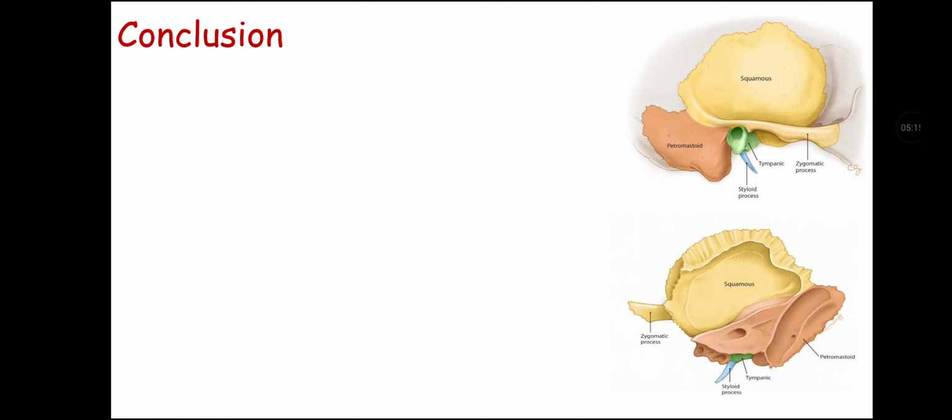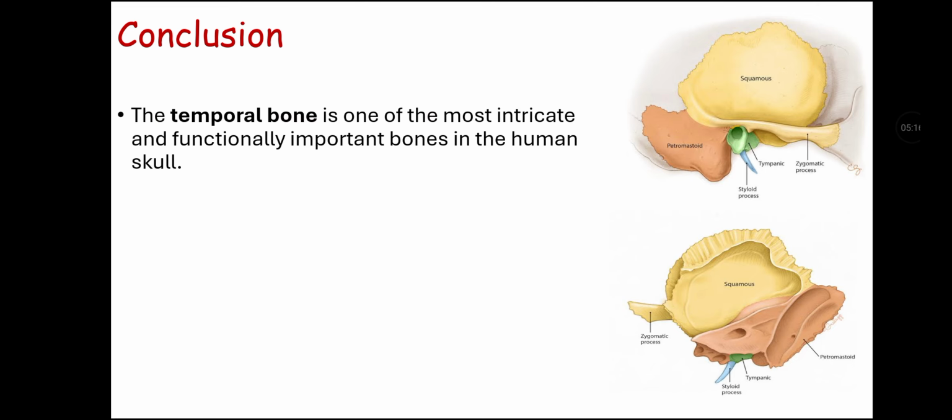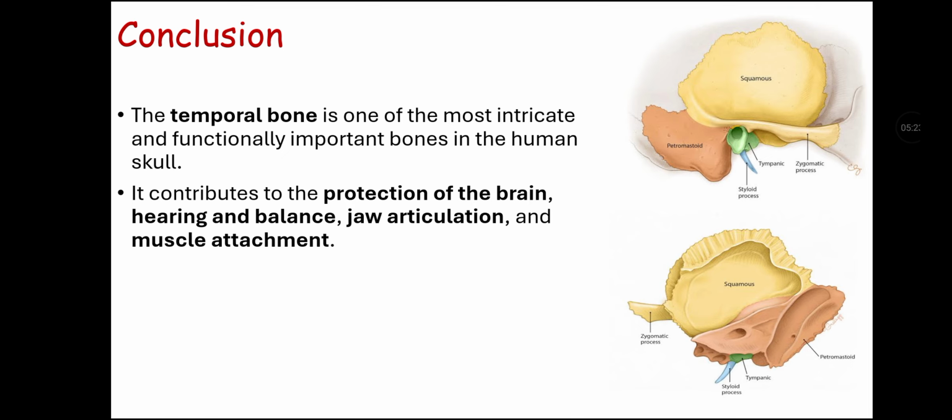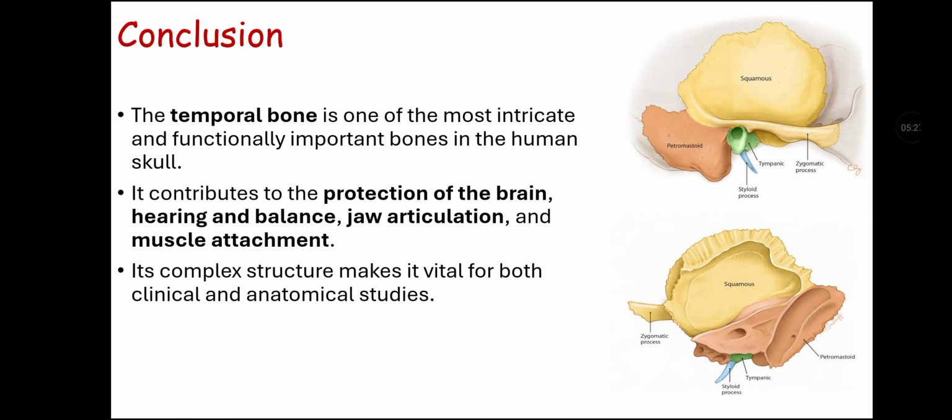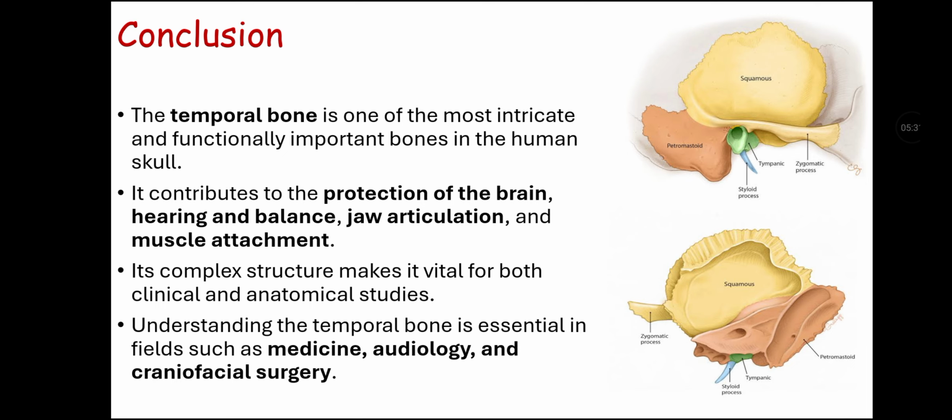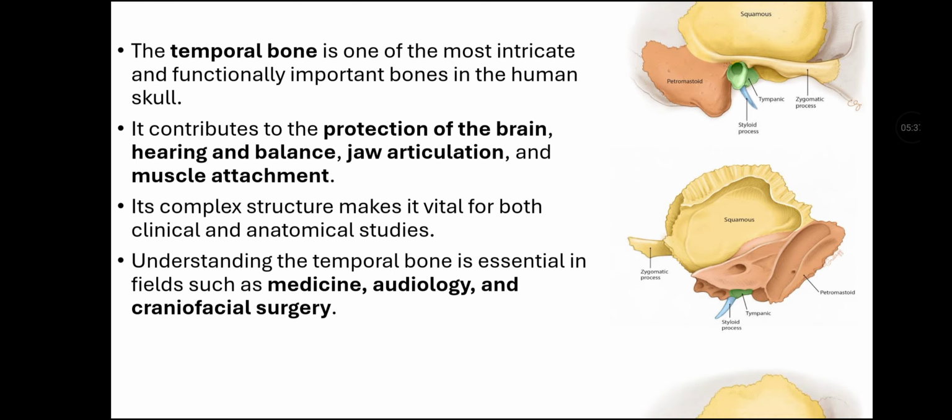Now let's talk about conclusion of this lecture video. Temporal bone is one of the most intricate and functionally important bones in the human skull. It contributes to the protection of the brain, hearing and balance, jaw articulation, and muscle attachment. Its complex structure makes it vital for both clinical and anatomical studies. Understanding the temporal bone is essential in fields such as medicine, audiology, and craniofacial surgery.